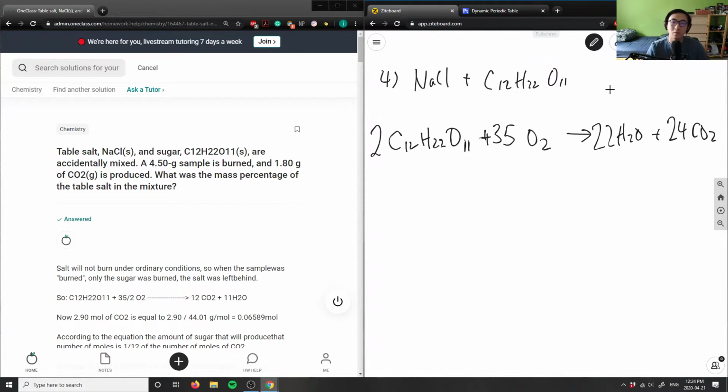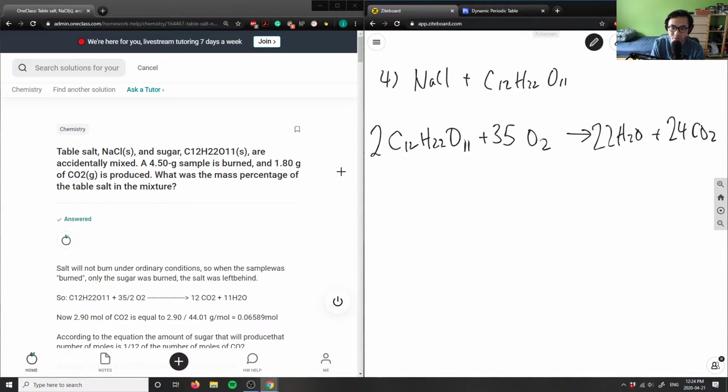Okay, so we have our balanced chemical equation for this problem here. It is 2, 35, 22, and 24. And it's asking: a 4.5 gram sample is burned, right, and 1.80 grams of CO2 is produced. So in this sense, let's work backwards.